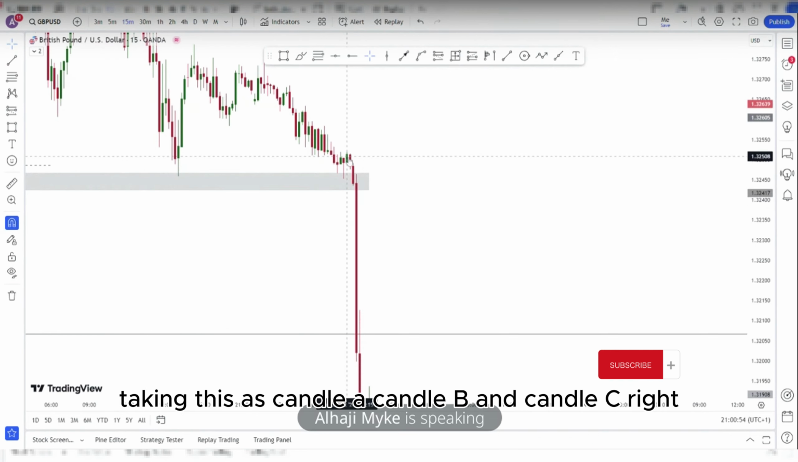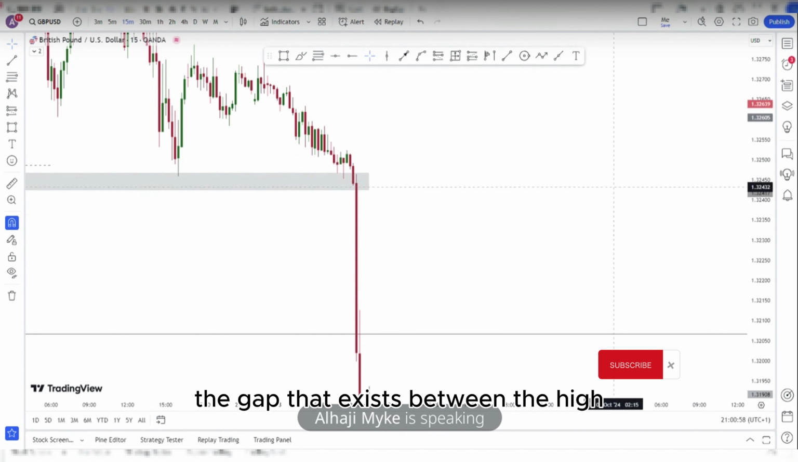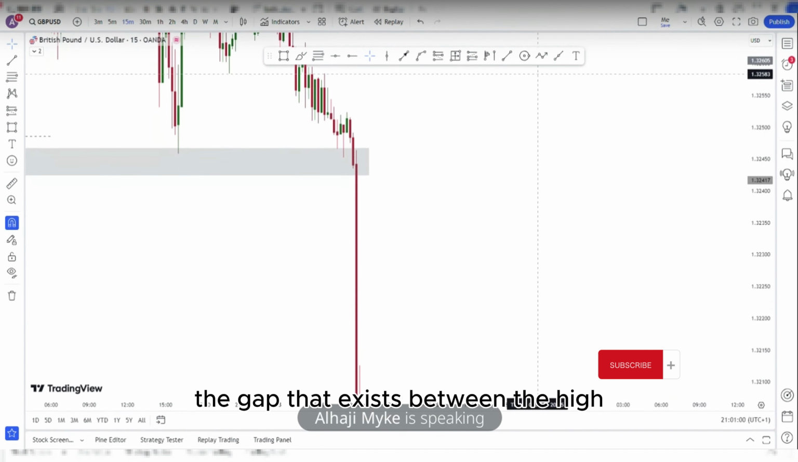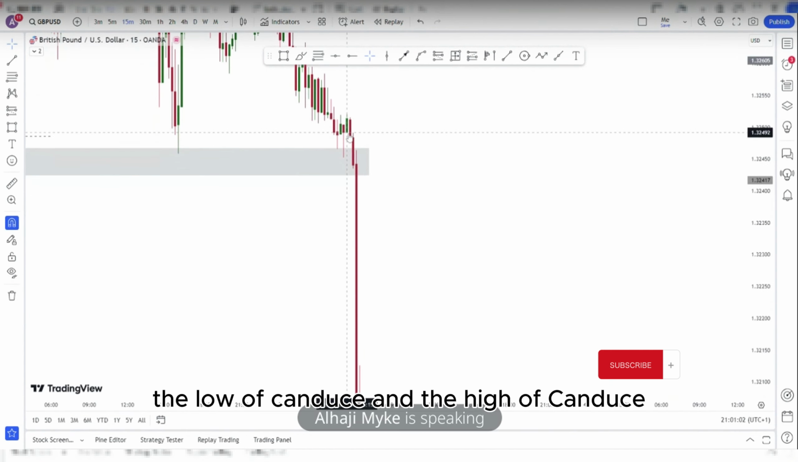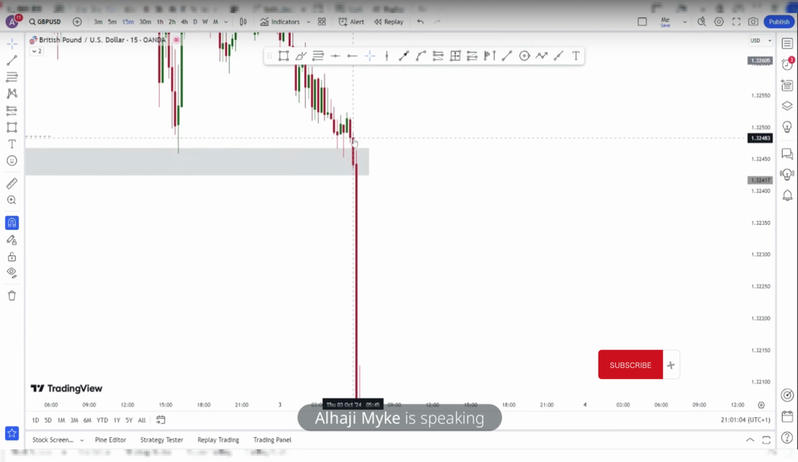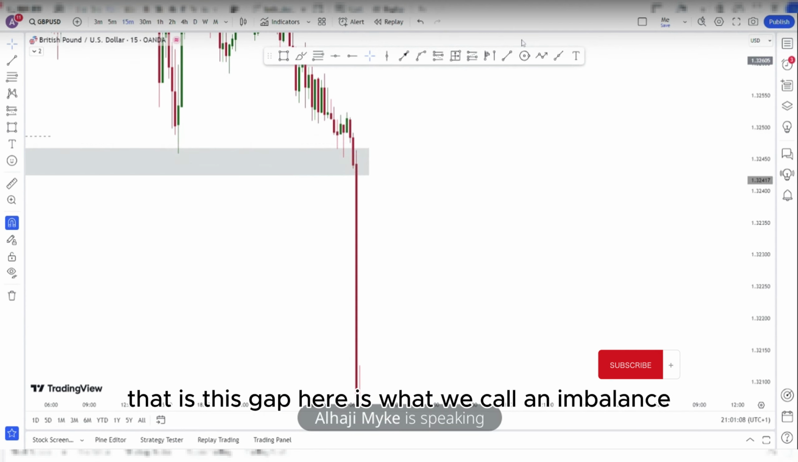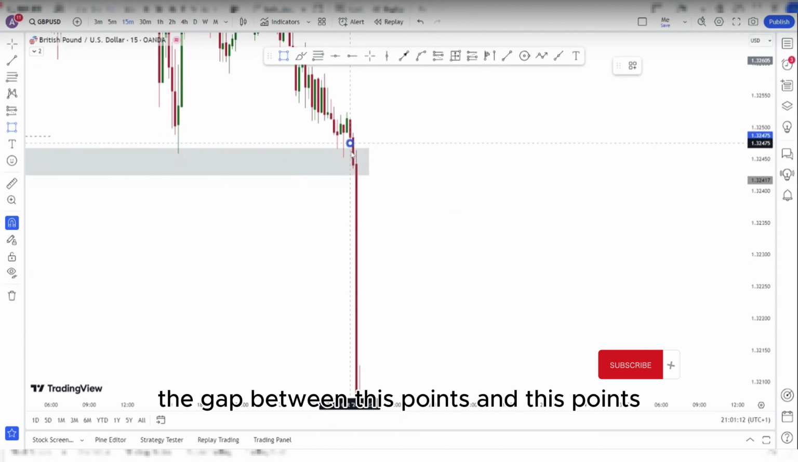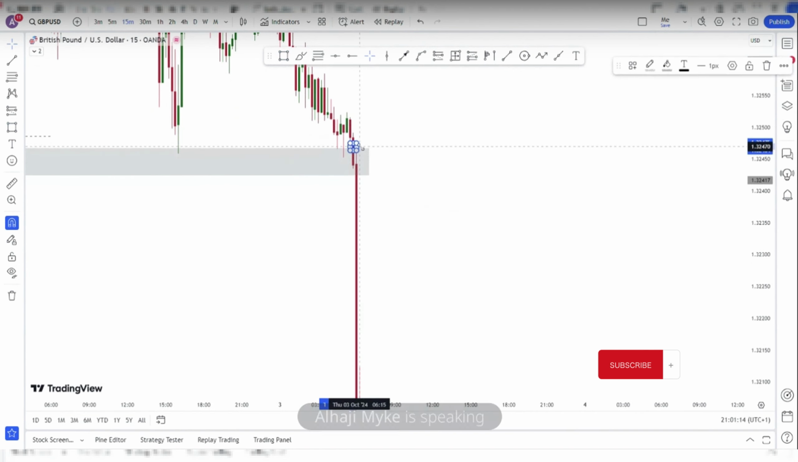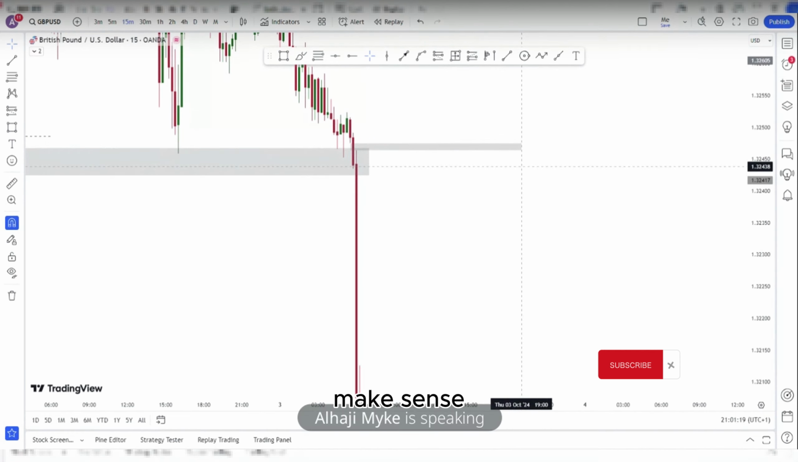Taking this as candle A, candle B, and candle C, the gap that exists between the low of candle A and the high of candle C. The low of candle A and the high of candle C. This gap here is what we'll call an imbalance. The gap between these points and these points. Make sense?